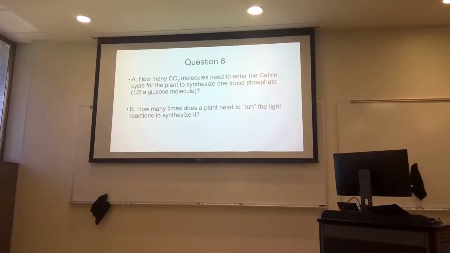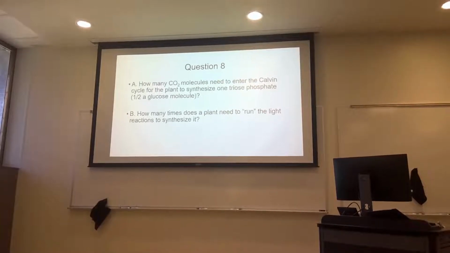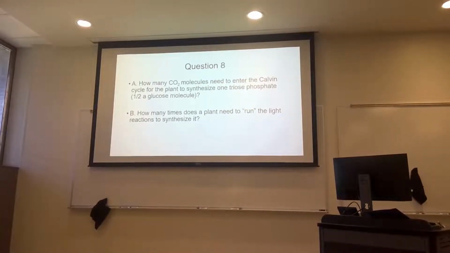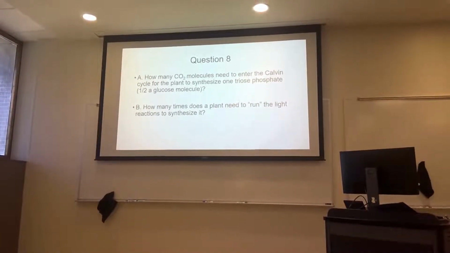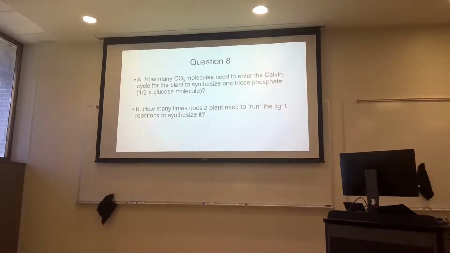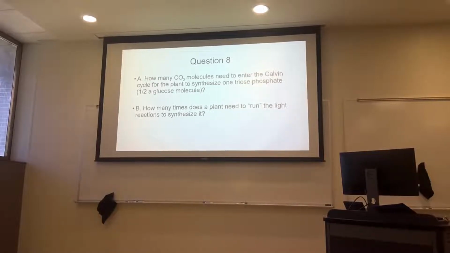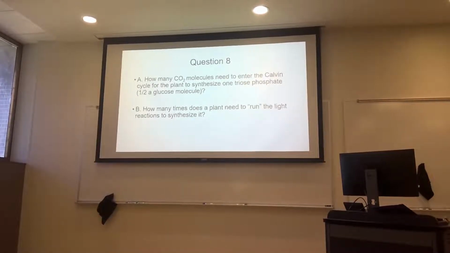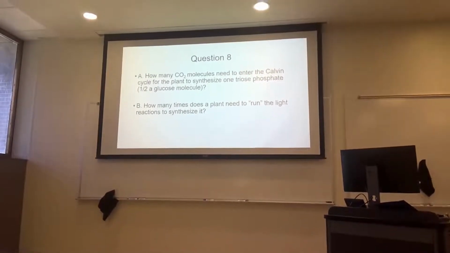Yes. Is it 6? 6 what? So I know it's 6. I don't want to answer B before we're on B, but I know 6 CO2 molecules are needed to produce a triphosphate. So a triphosphate is 3 carbons, like half a molecule of glucose, since a molecule is 6 carbons.